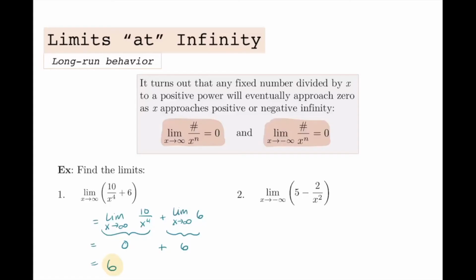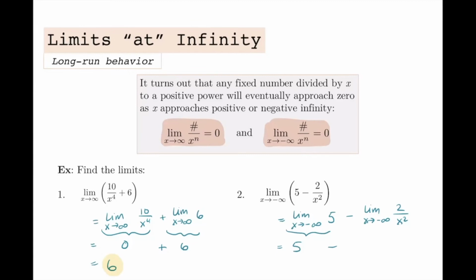In example 2, we have the limit as x approaches negative infinity of 5 minus 2 over x squared. Now again, we can split this up into two separate limits. We can consider the limit as x goes to negative infinity of 5 separately, and then subtract the limit as x approaches negative infinity of 2 over x squared. Now here we have a similar situation. We have the limit as x goes to negative infinity of another constant, 5. No matter what x is approaching, with a constant function here, this limit will always just be the constant. So that's just equal to 5.